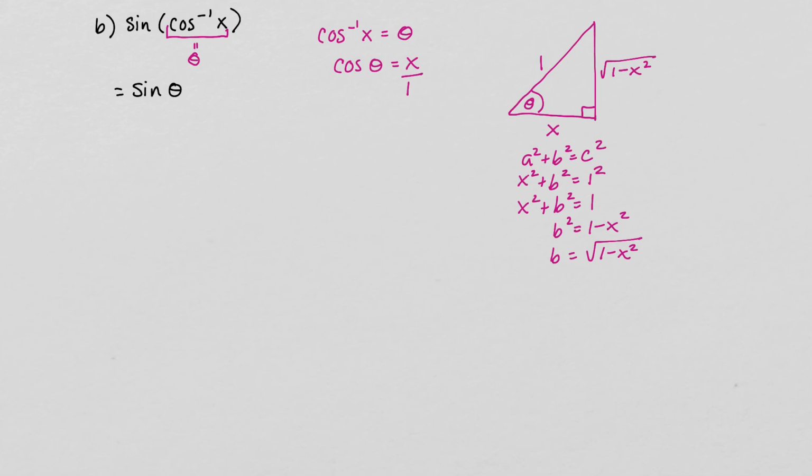And so now we're looking for the sine, and so the sine would be what? The opposite over the hypotenuse, right? So the opposite, square root of 1 minus x squared, all over the hypotenuse, which is 1. But I don't really have to write divided by 1, right? So this is just going to end up being the square root of 1 minus x squared.